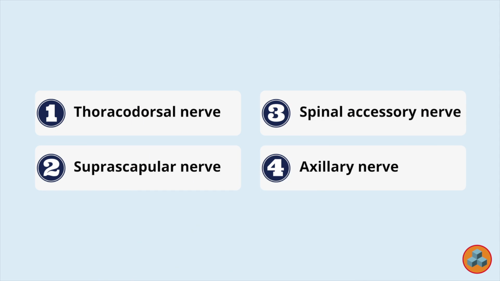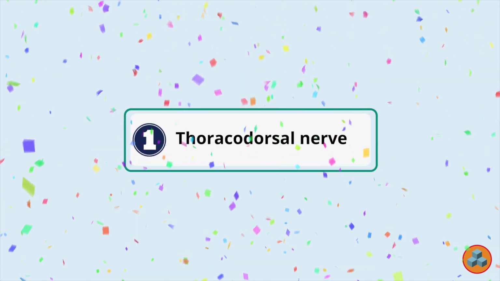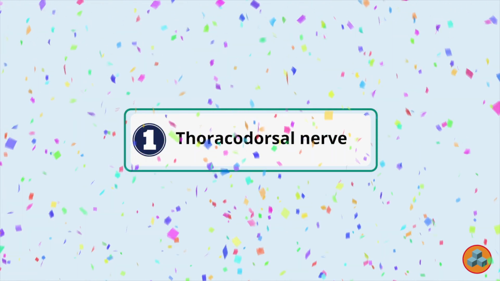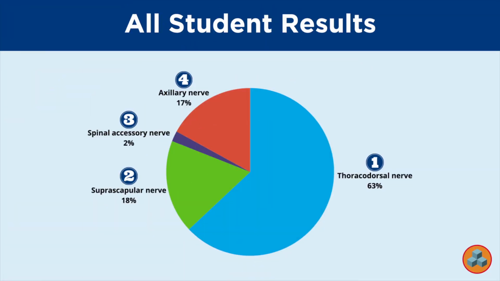The correct answer is option 1. Let's explore the all-student data. 63% of students selected option 1, thoracodorsal nerve, the correct response. 18% of students selected option 2, suprascapular nerve. 2% of students selected option 3, spinal accessory nerve. 17% of students selected option 4, axillary nerve.